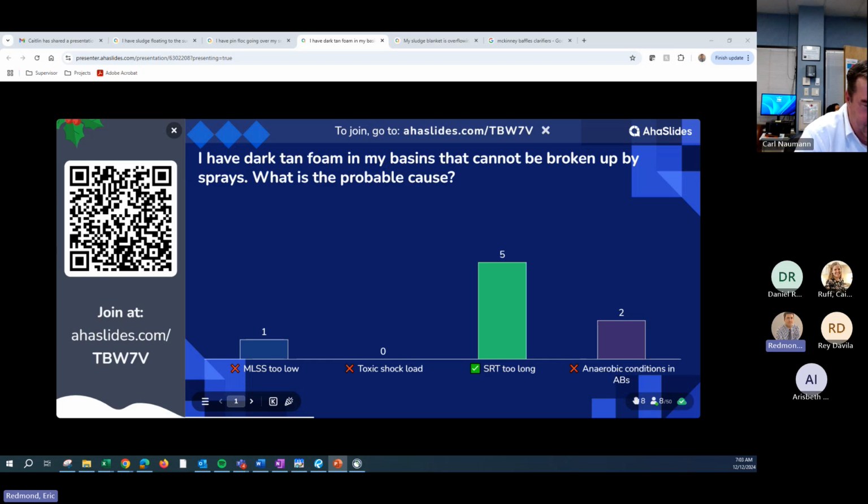The one that's not on here, that the EPA didn't identify, was Nocardia and FOG. To me, Nocardia should be on here for a tan foam, because if you end up having fats, oils, and grease come into your plant, you can have Nocardia growth, and that'll make a brown foam on top of your aeration basins too. So that one's not in here from the EPA manual, but we've added it in our slides. I think it should be in there. But the SRT being too long is one of the other ones.